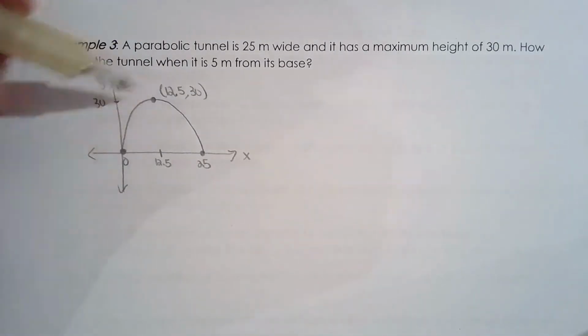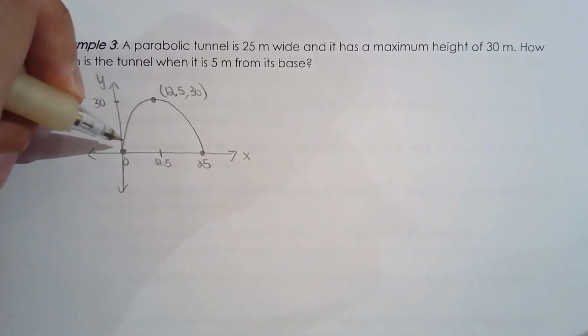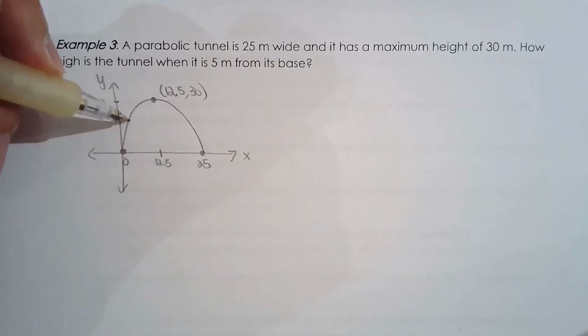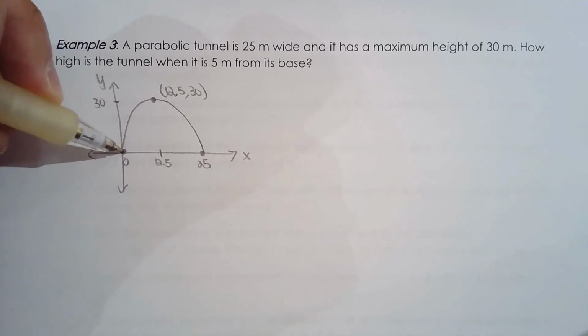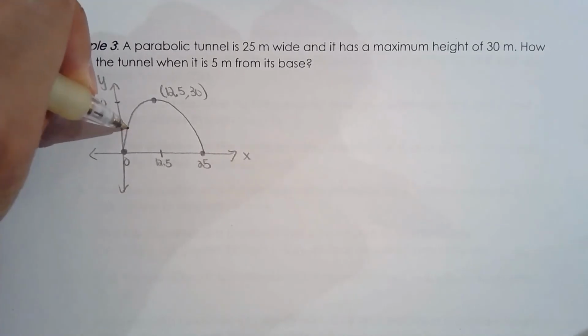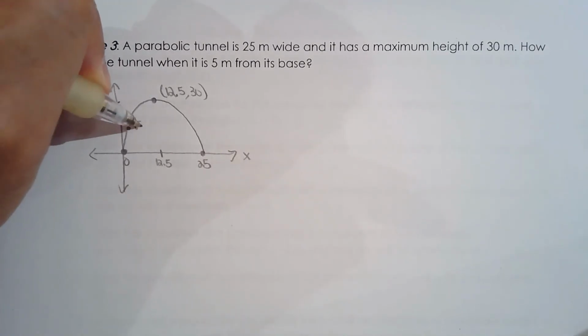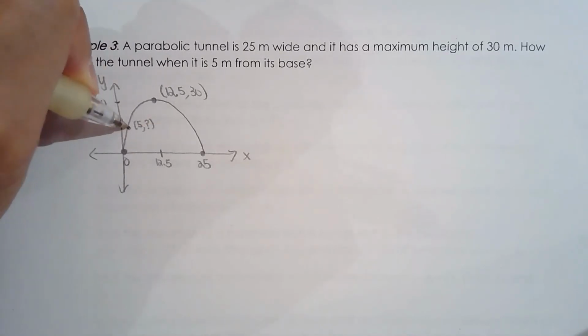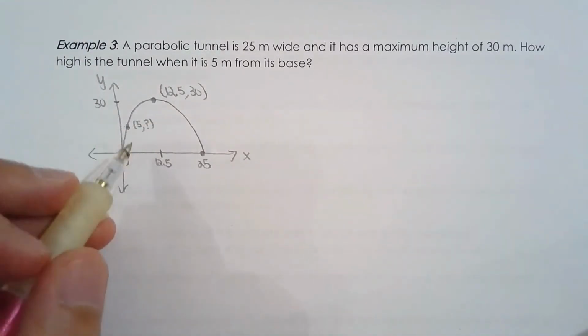So now we can find out how high it is 5 meters from its base. Okay, you can either go 5 meters from the left base or from the right base. Let's say from the left base. So 5, and then we have a question mark here. How high is the tunnel 5 meters from the base?